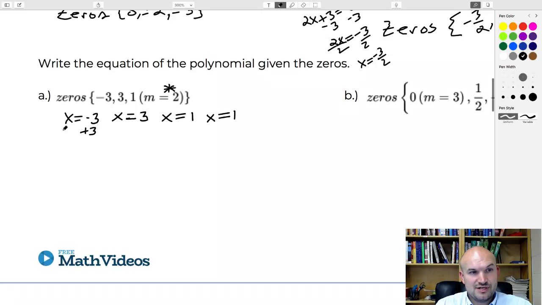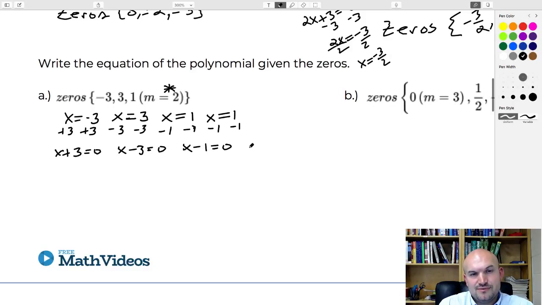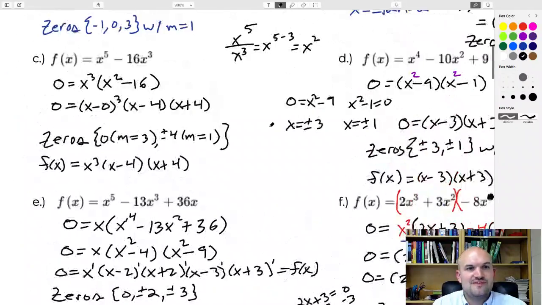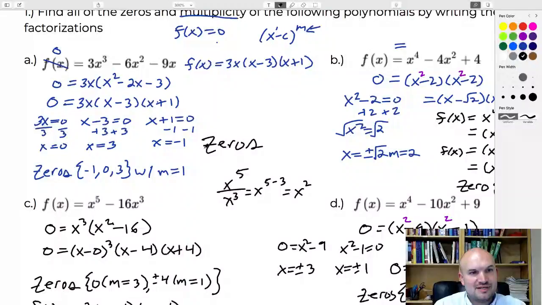To set them equal to 0, you just get them to the same side with the x, right? So you subtract 1 on both sides. And what you can see is I have x plus 3 equals 0, x minus 3 equals 0, x minus 1 equals 0, and x minus 1 equals 0. Now, I don't really need to do this step, but I'm doing it because I'm working my way backwards, right? You have them set equal to 0, and whatever is equal to 0, that's your factor.